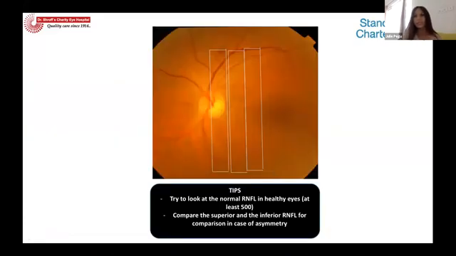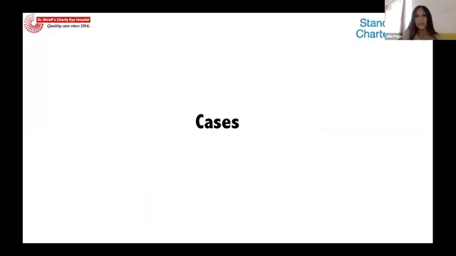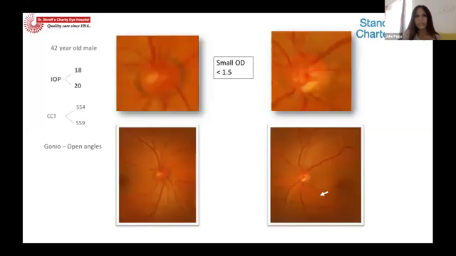So initially, how did I start? When I started, one tip I would like to give out is that, dilate all normal patients, at least 500 normal patients, where you get to see a good NRR and you see how the RNFL looks like. So that way, when you come across a patient where there is something on the neuroretinal rim and you are trying to appreciate the RNFL, then you can make out that there is RNFL loss. So I'll be discussing a few cases with you.